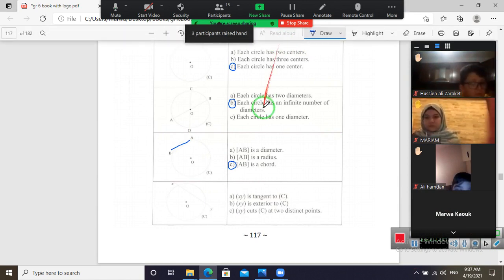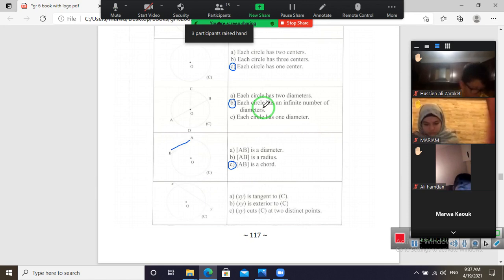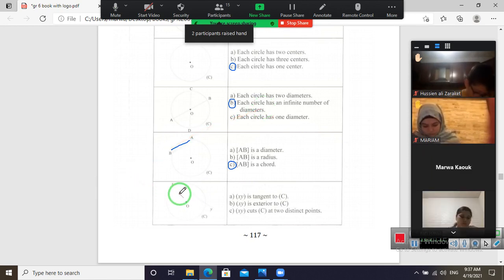Can I say it? Yes, Noor? XY cuts C at two distinct points. It's not clear here, but it cuts the circle here at two points. Very good. Now let's move to page 180.